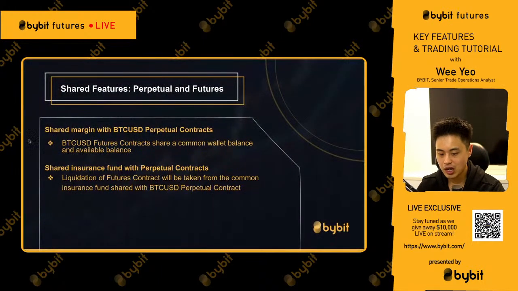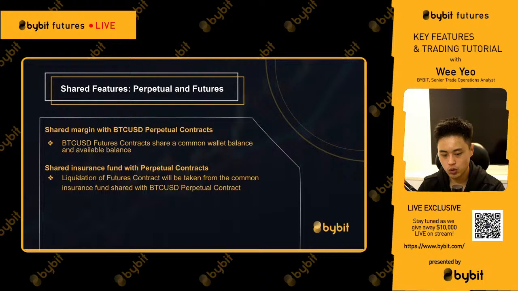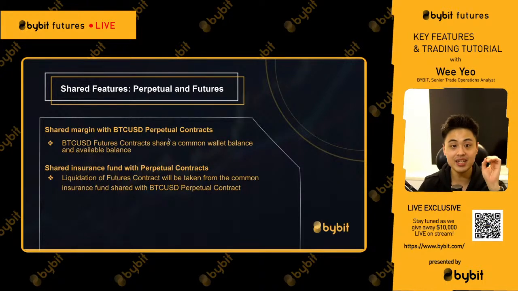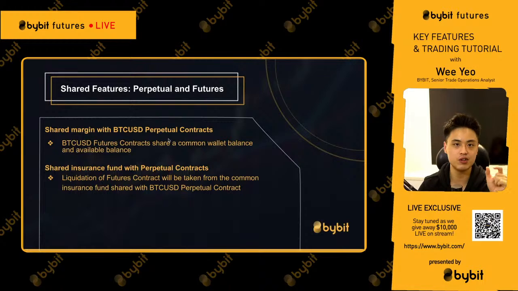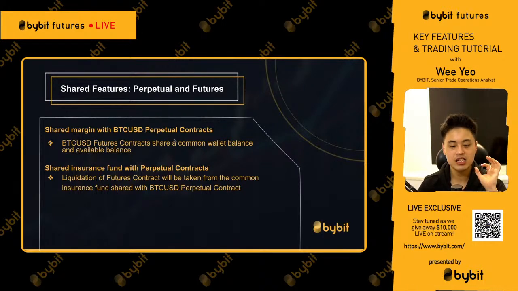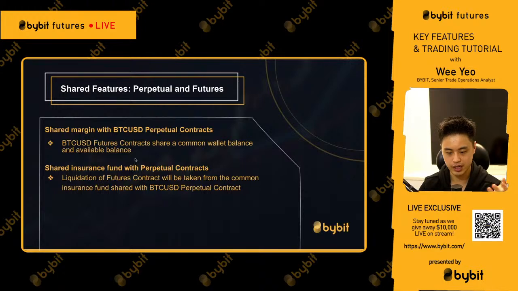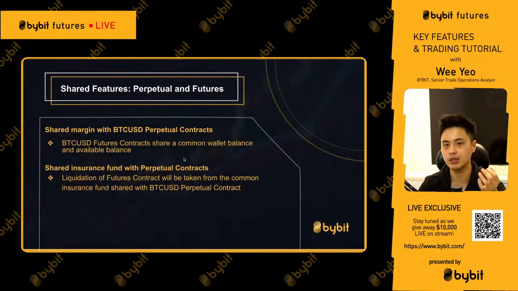A very quick summary, as mentioned earlier: we have shared margin, a common wallet, for your BTC USD inverse perpetual and your inverse futures, and also a shared insurance fund. The current insurance fund is around 3,700, shared between the inverse perpetual and the perpetual futures.